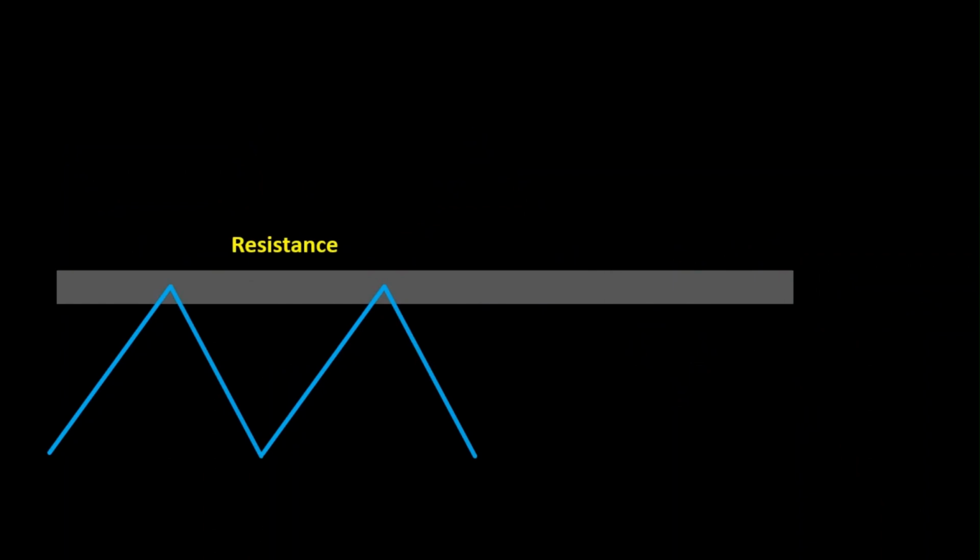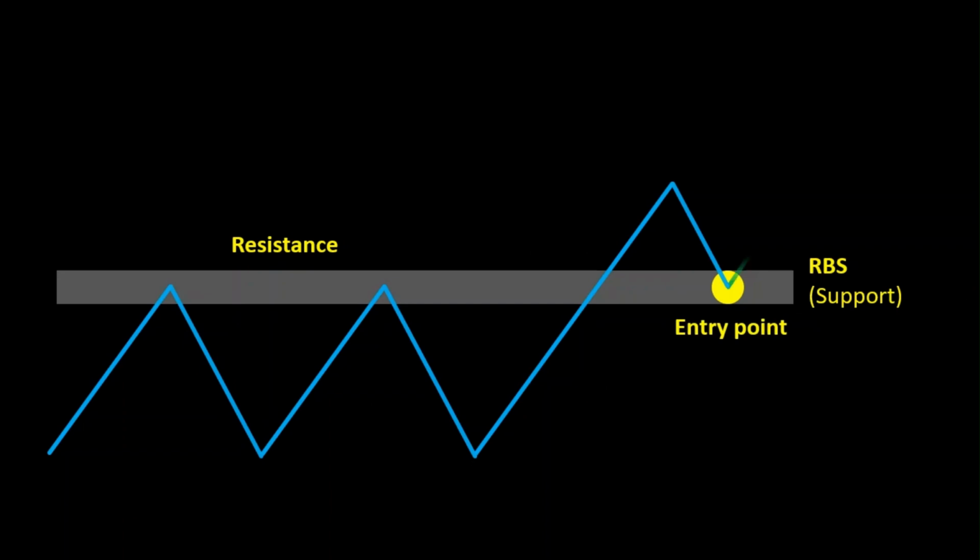Conversely, when a resistance is formed and the price breaks above the resistance level, this resistance now acts as a support, also called resistance become support, or RBS level. Once the RBS is formed, we look for the price to pull back to the RBS level. If the price shows some rejection at the RBS level, this presents a potential buying opportunity, as there's a high probability the price will bounce upward from the RBS level.